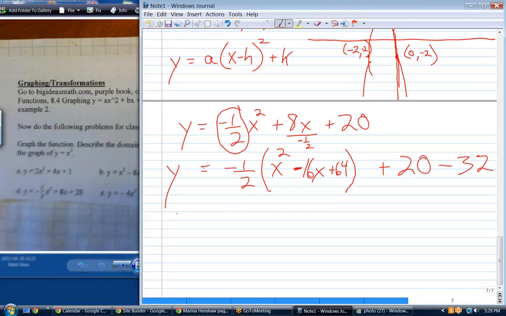So now how can I rewrite it? Negative 1/2 times x minus 32. Remember, it was half this number. In other words, when we were completing the square, we took half that number and squared it to write that 64 in there. So let's just go back to what we did. Whatever that half of that was, that's what we're going to write there.